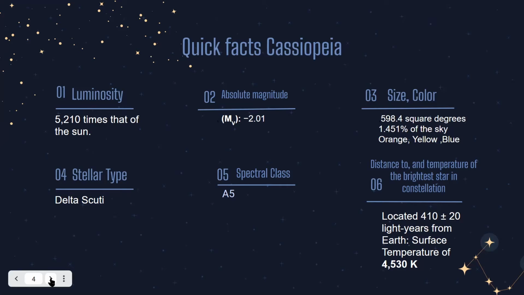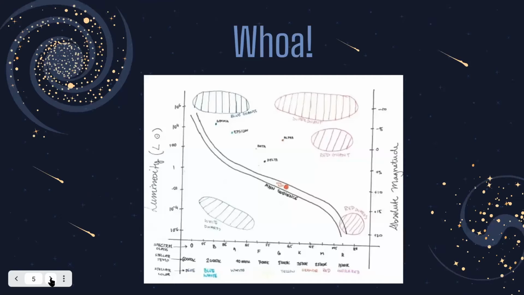The surface temperature is 4,530 K. And here is our beautiful HR diagram for Cassiopeia. As you can see, all 5 main stars are in the graph. We have Gamma, Epsilon, Beta, Delta, and Alpha.